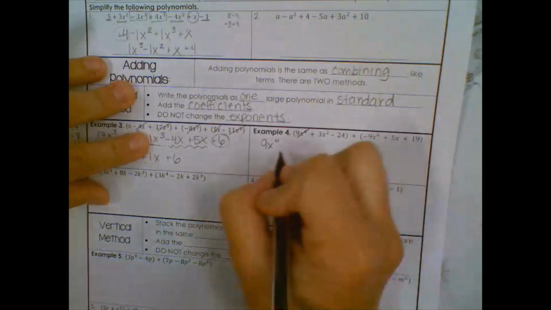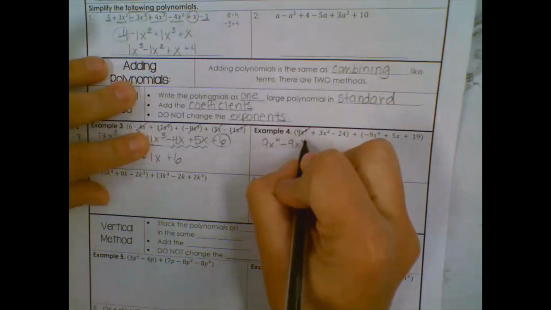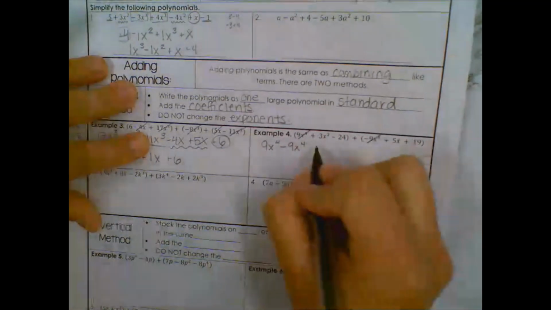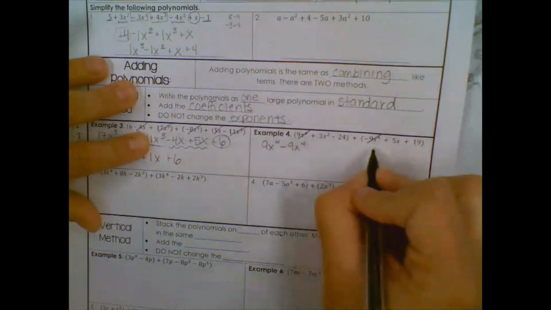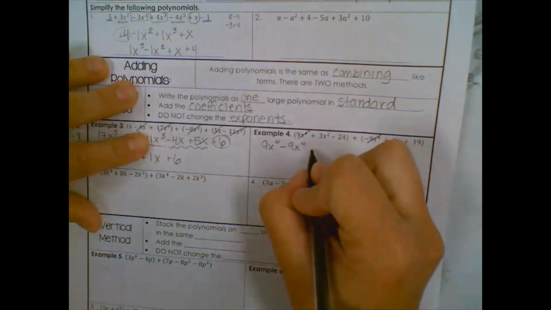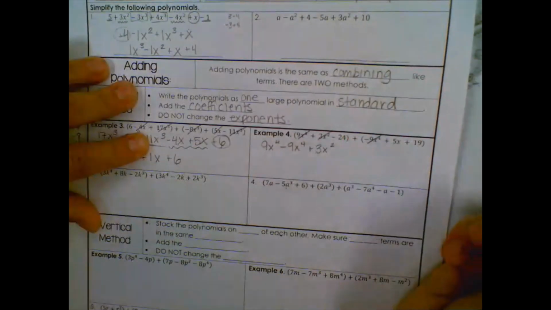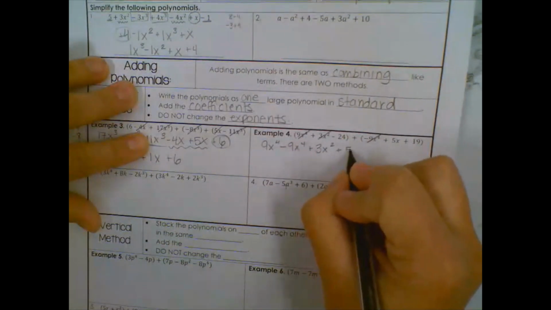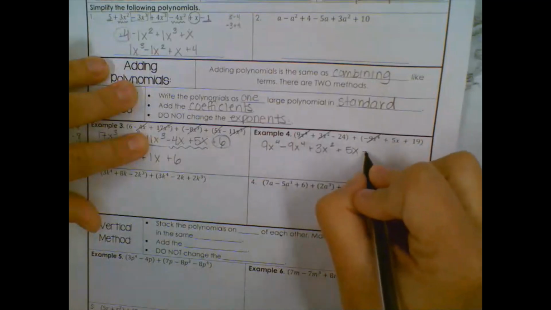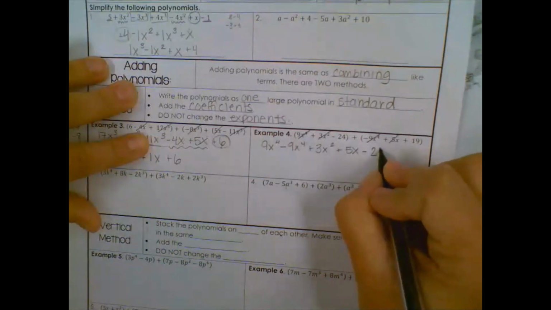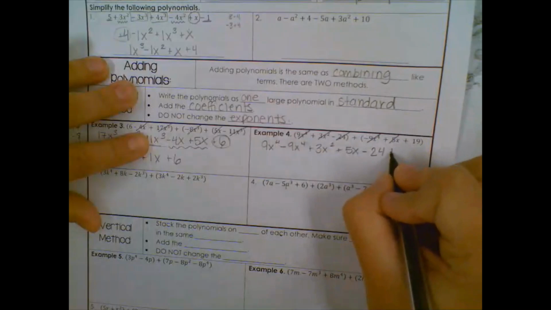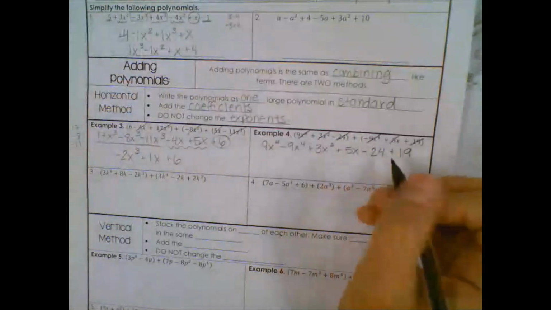So I'm going to write minus 9x to the fourth, and then cross it out. Next, I have a squared. We didn't have anything cubed, but I'm going to bring down the squared next. So 3x squared. Then I have the 5x. Then I have the minus 24, the constant, and another constant of positive 19. So everything's rewritten in standard form.